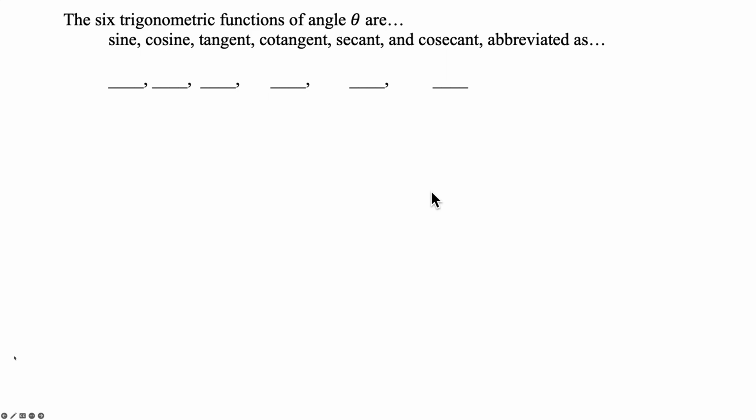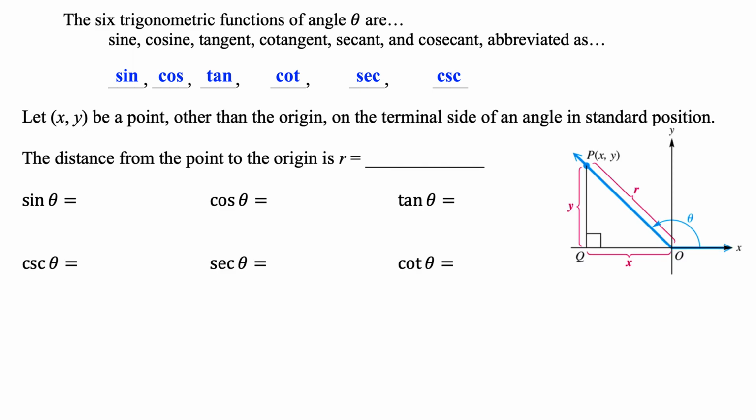All right, our 6 trig functions of angle theta are as follows. We have sine, cosine, tangent, cotangent, secant, cosecant, abbreviated as sin, cos, tan, cot, sec, and csc. Now, how do we define these 6 trig functions? Let's say we put the point xy anywhere out there in quadrant 1, 2, 3, or 4. With the origin being your vertex and the origin to point P your terminal side, there it is in standard position. There's my theta.